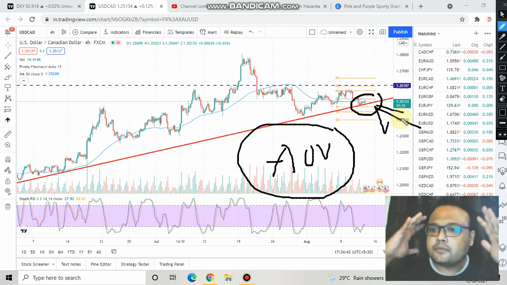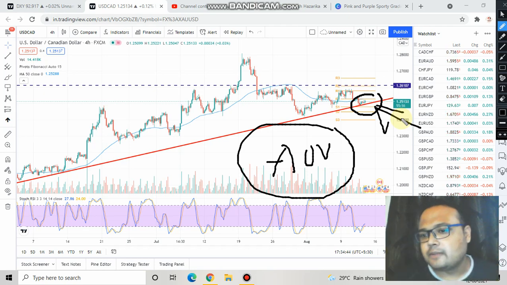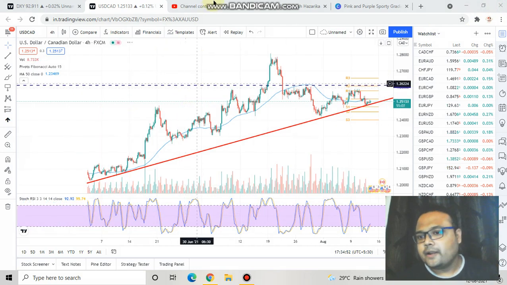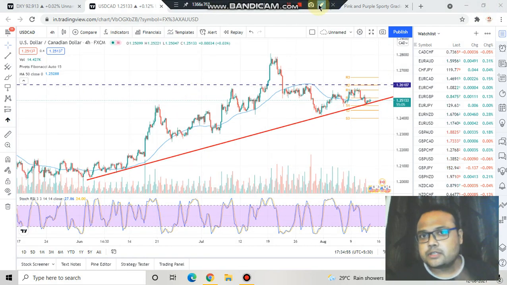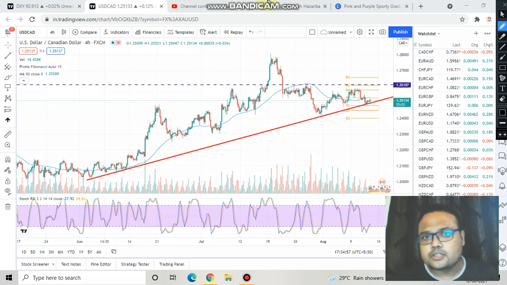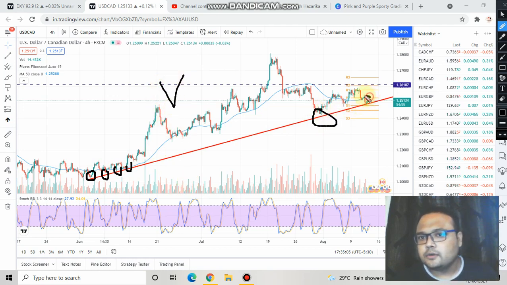If you focus on the psychology of the market here, then you'll understand that something is wrong here, something is not right. Try to understand my words here: whenever the market was coming down to the support level, you can see that after one touch or after one or two candles, the market was immediately going up. Here also the market was immediately going up.